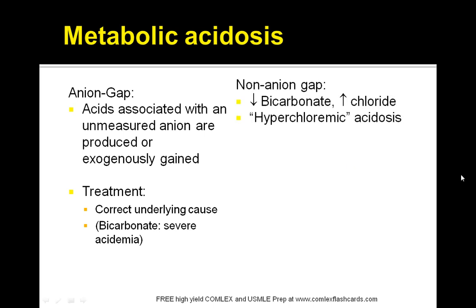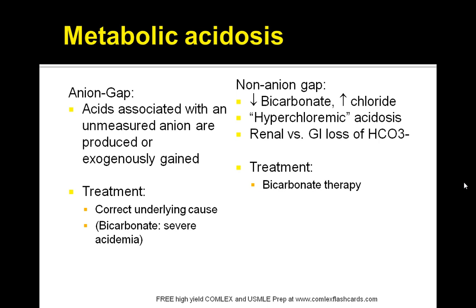Now, keep in mind the changes in non-anion gap acidosis: there's a decrease in bicarbonate and an increase in chloride, and so it's called a hyperchloremic acidosis. You want to understand if it's a renal versus GI loss of bicarb, and the treatment would mainly be bicarbonate therapy. So once you calculate the anion gap, if it's not elevated, then you're looking at the treatment here, which is pretty much the same, and that includes bicarbonate therapy.